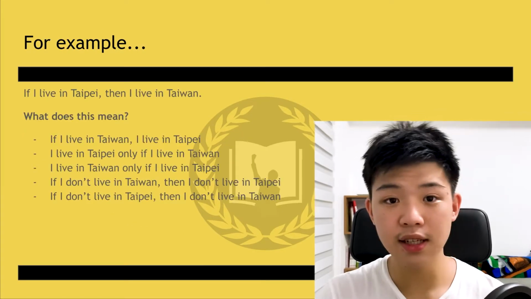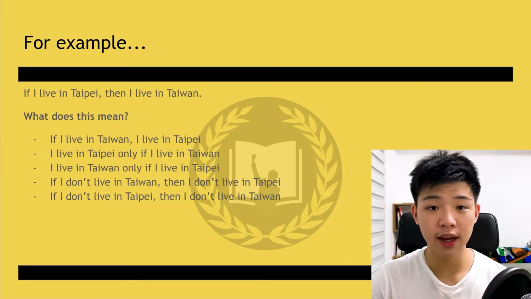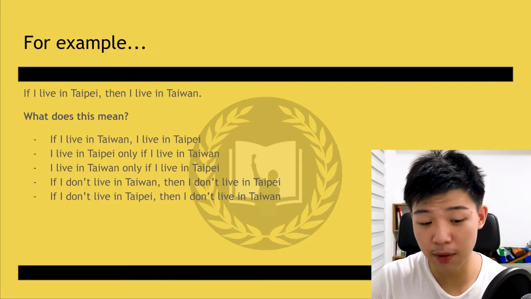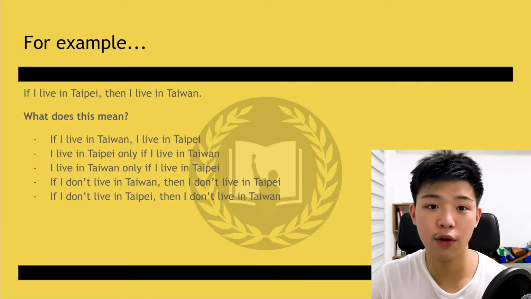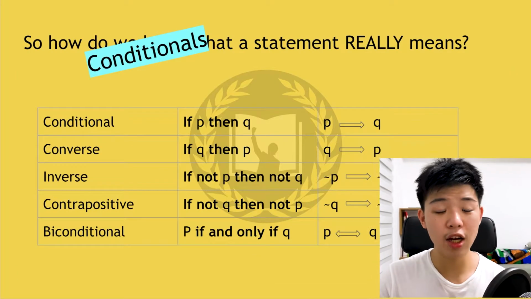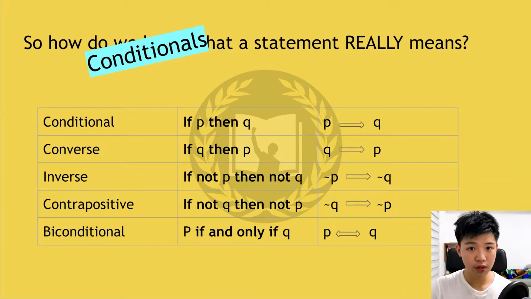For example, let's consider the statement, if I live in Taipei, then I live in Taiwan. What does this mean? Consider the 5 statements below. Which one is the correct one? Can there be more than one correct one? We don't know. So how do we know what a statement really means? We use conditionals.